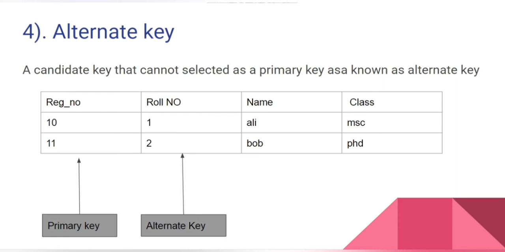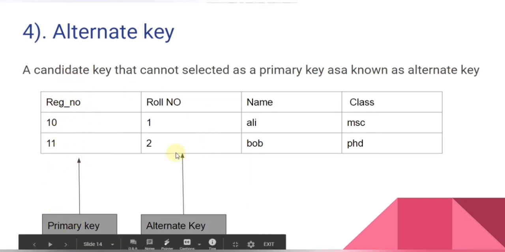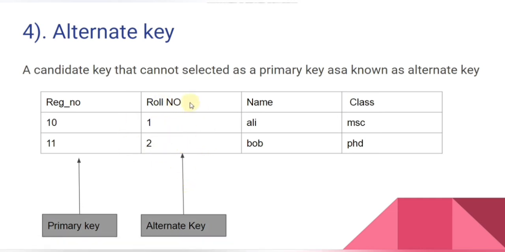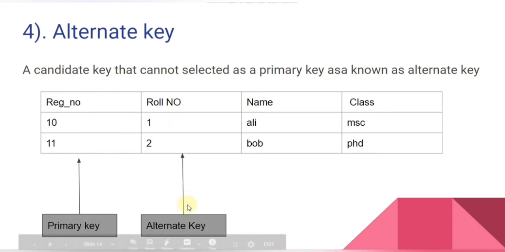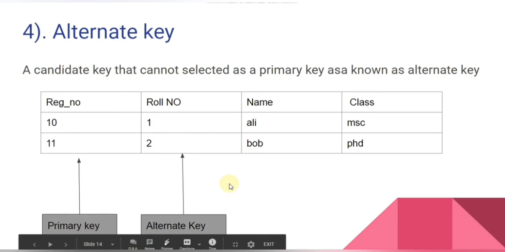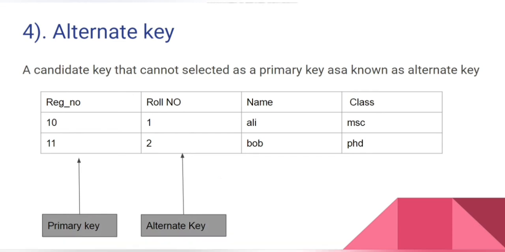We have alternate key. For example, if I have a relation with registration number, roll number, name, and class, I can use an alternate key. Registration number is the primary key, but I can also use another key for this relation to access data: roll number. With the help of registration number I can access the data, and with the help of roll number I can access the data. So for this relation, we have two keys: the primary key, which is registration number, and another key, roll number, that is the alternate key. It specifies an alternate way to do the work. We have a composite key.